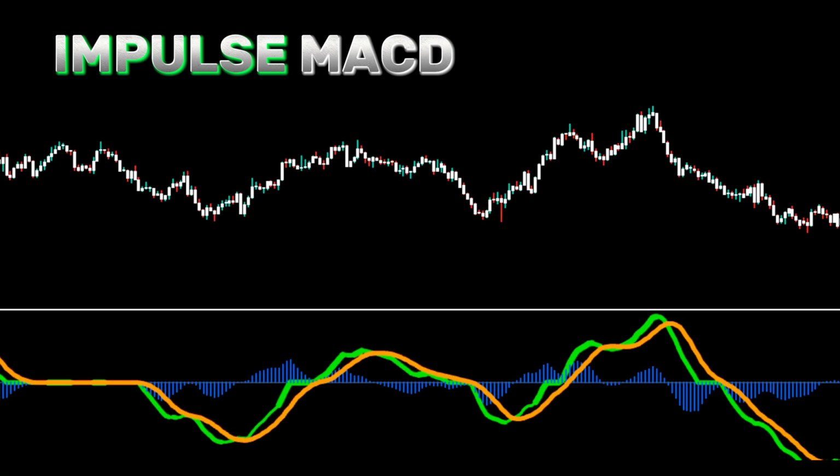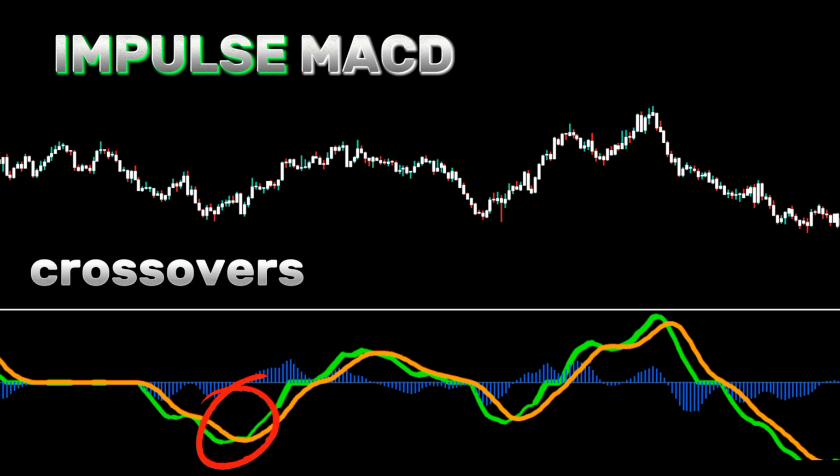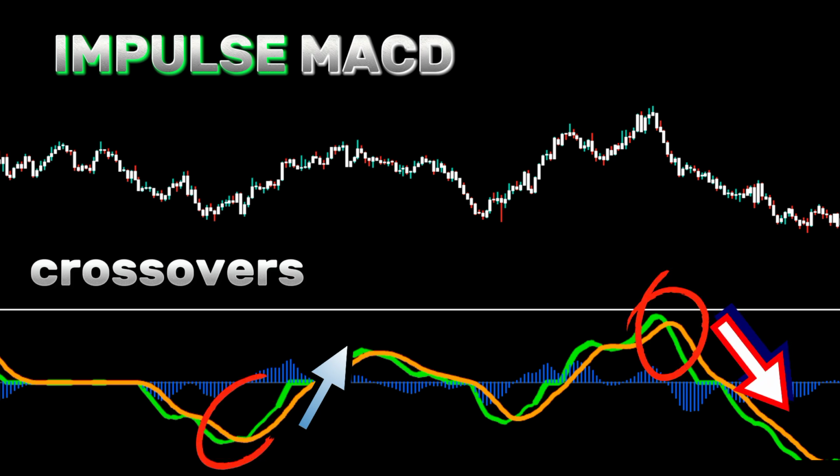So, very similar to the normal MACD, the way we identify trends on the market is by looking at the crossover between the impulse MACD line crossing above the signal line. It indicates that the momentum is going upwards, and if the impulse MACD line crosses below the signal line, it indicates that the momentum is going downwards. However, if the two lines go flat like this, it indicates that the market is ranging or moving sideways, and you should avoid taking any positions.